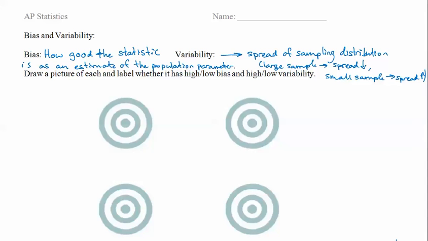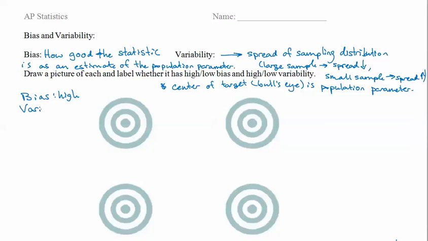All right, so we're going to draw a picture of each example using the bullseye as our population parameter. Okay, so the center of the target, in other words, the bullseye, is our population parameter. First we're going to look at bias being high and variability being low. If variability is low, that means that when we throw our darts, they're all going to be clustered together. They don't change very much from one to the other. But our bias is high, which means we're not very close to the target. So for instance, we could have something like that.